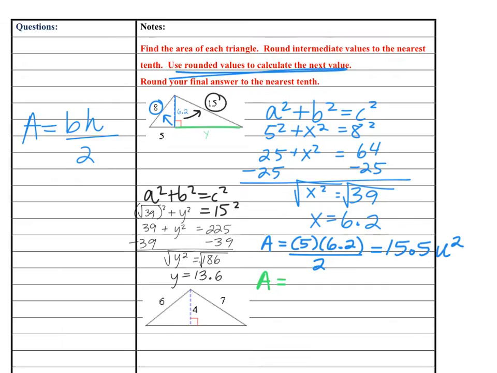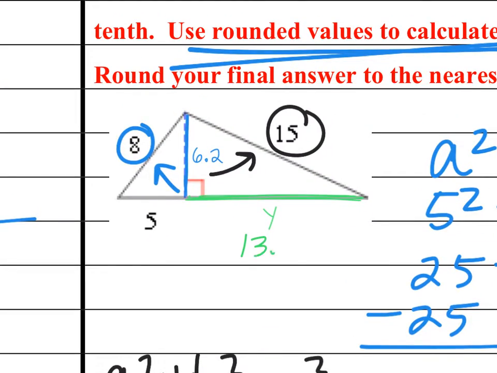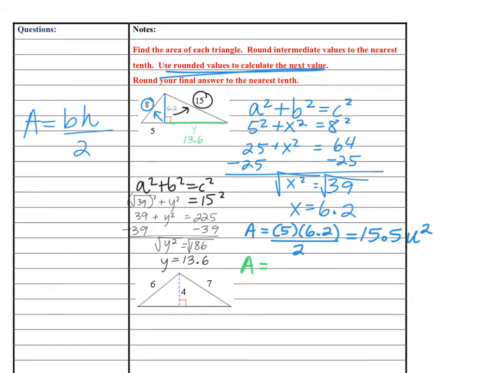So we know that the y value is 13.6. So 13.6 times 6.2 divided by 2. We're going to round to the tenth, so 42.2 units squared.